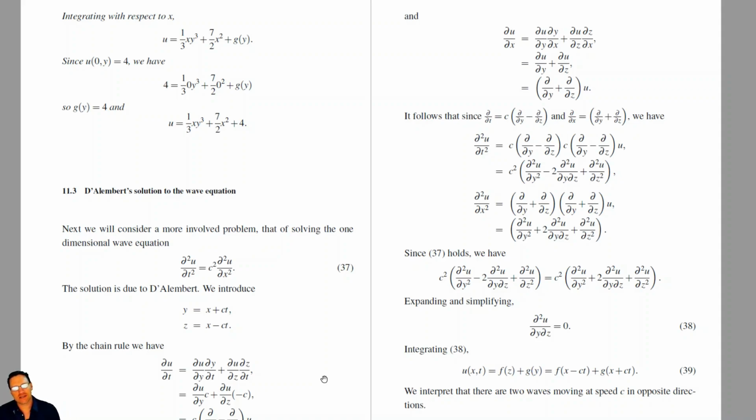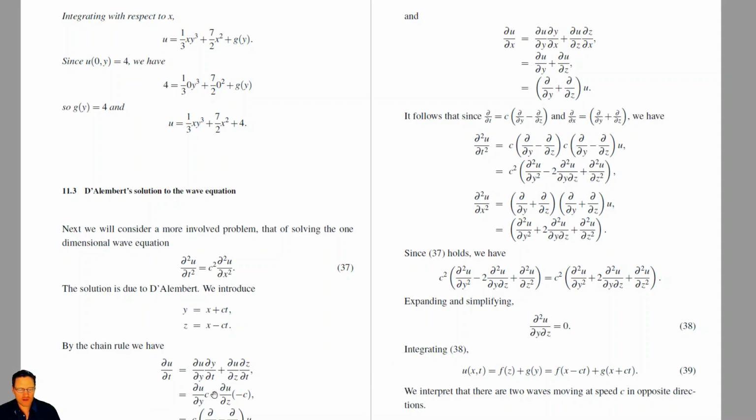Okay, so let's actually calculate these partial derivatives now. So looking at our expression there and differentiating this partially with respect to t, that means we're treating x as a constant. So the partial derivative of x with respect to t is 0, and the partial derivative of ct with respect to t is just c. So we can replace partial y on partial t with c. And similarly, differentiating z with respect to t partially gives us minus c.